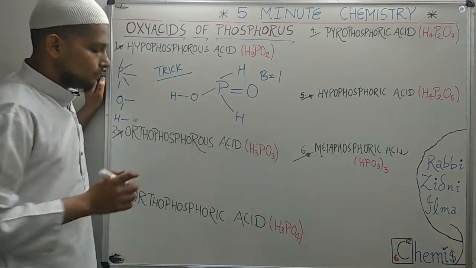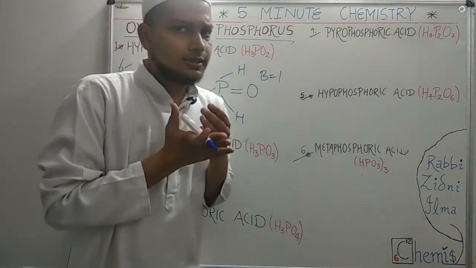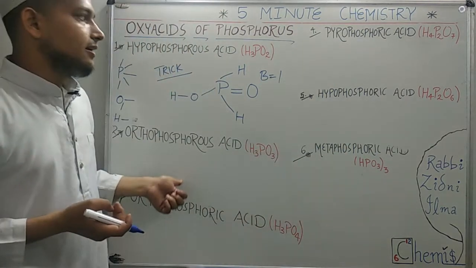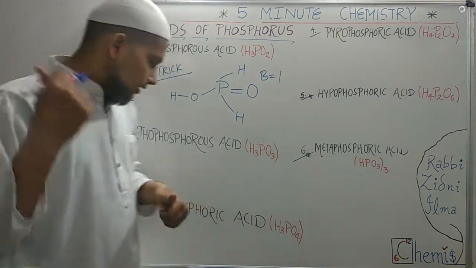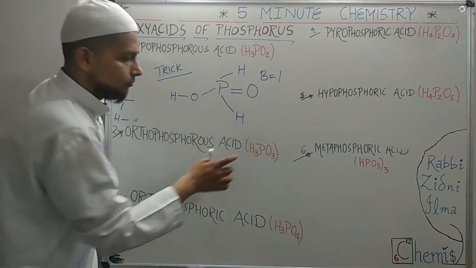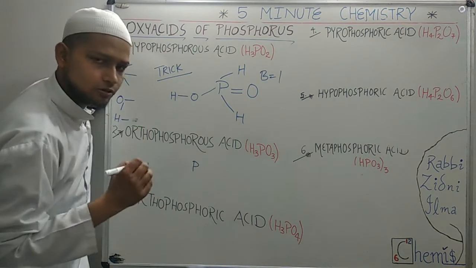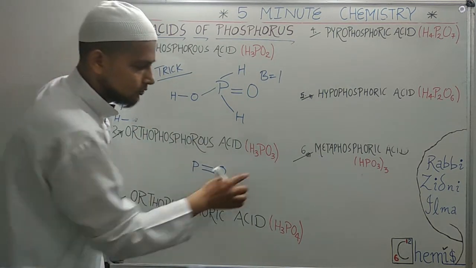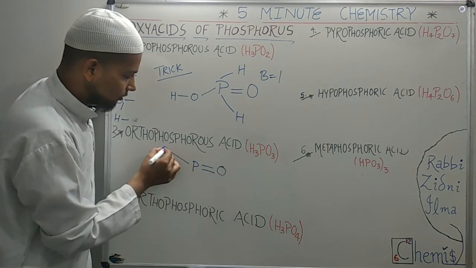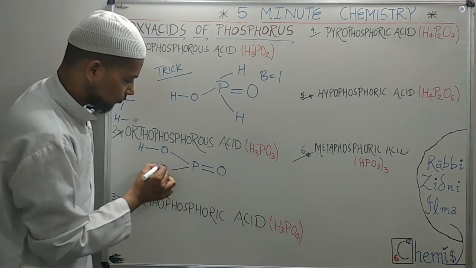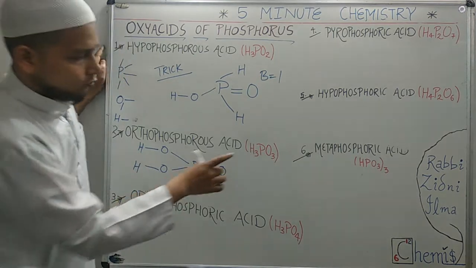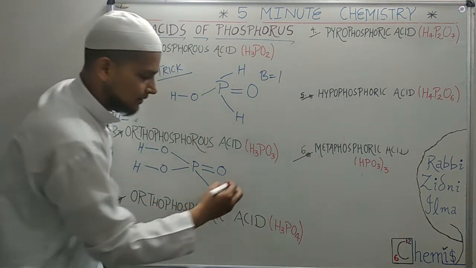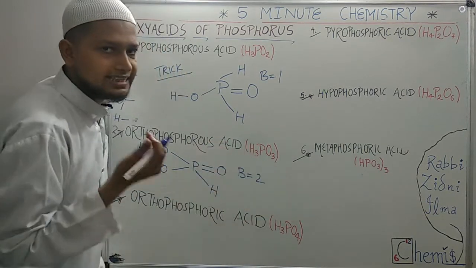Okay, now moving on to the next one. I just want to say you pause this video and try all these structures and try to judge the basicity. Now, orthophosphorus acid, phosphorus in the center first of all, then oxygen with a double bond. How many oxygens are left? 2 oxygens are left, therefore 2 OH groups. Now one hydrogen is left which will get attached to the phosphorus. Basicity will be 2, as simple as that.